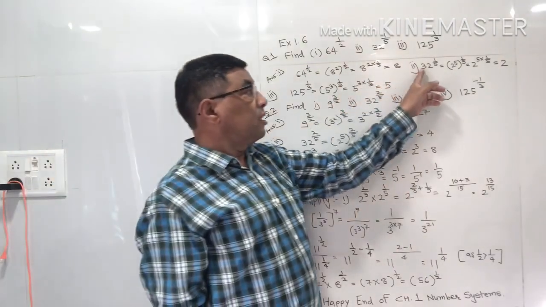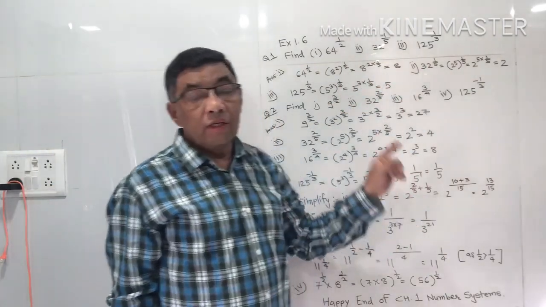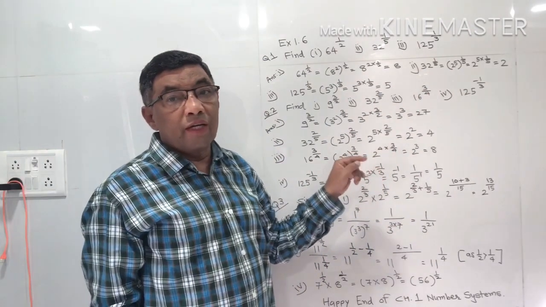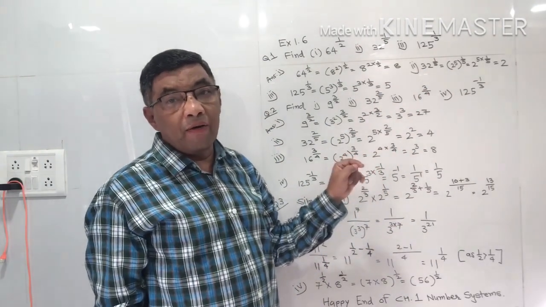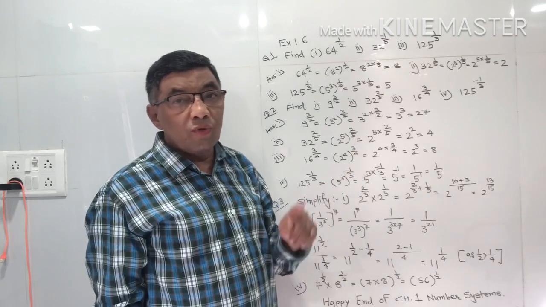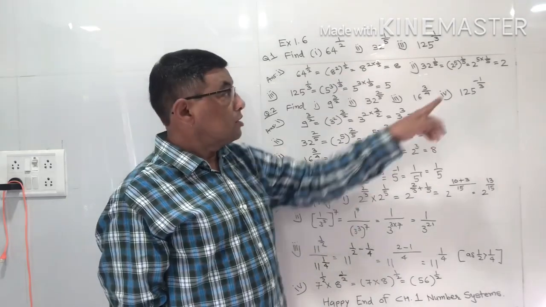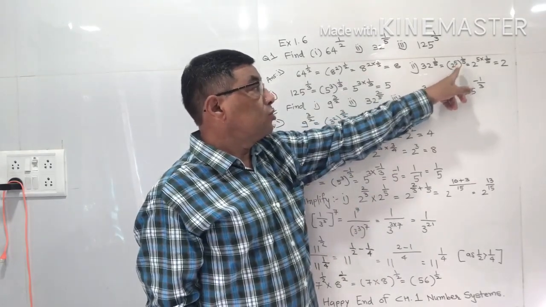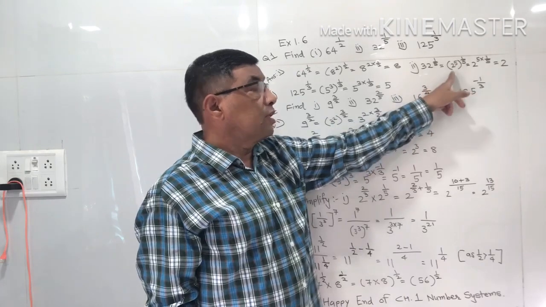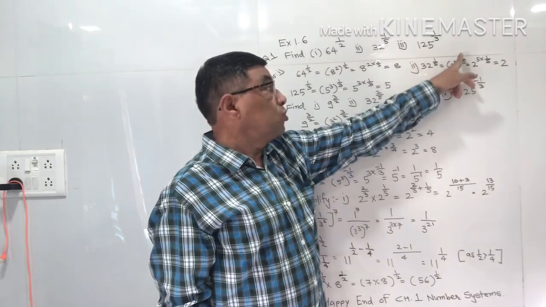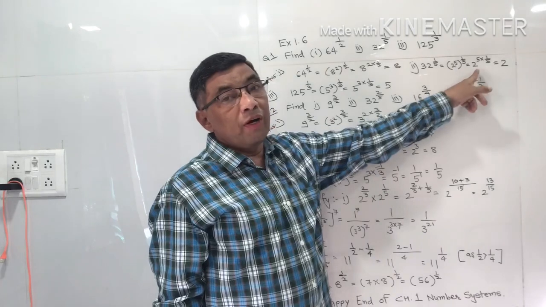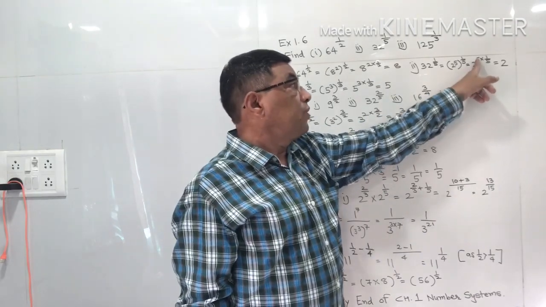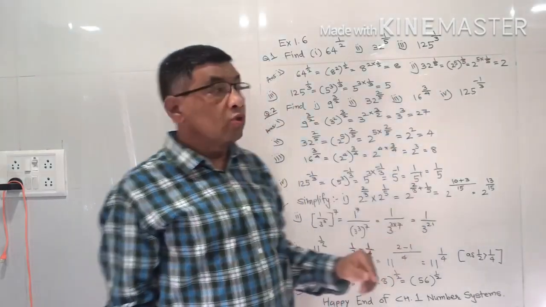Then the next is 32 raised to 1 by 5. Here 1 by 5 is given, so we try to write 32 as a 5th power. So is there any number raised to power 5 that is 32? Yes, 2 raised to 5. So we write 2 raised to 5 in place of 32 and whole raised to 1 by 5. According to the power of power rule, 2 raised to 5 into 1 by 5 is equal to 2.